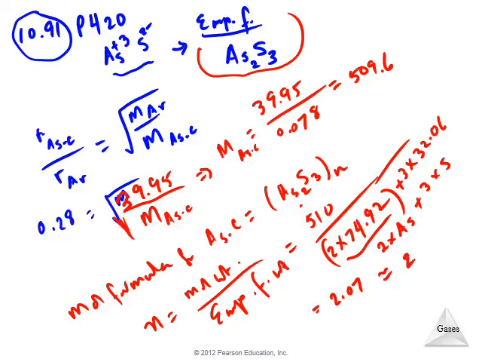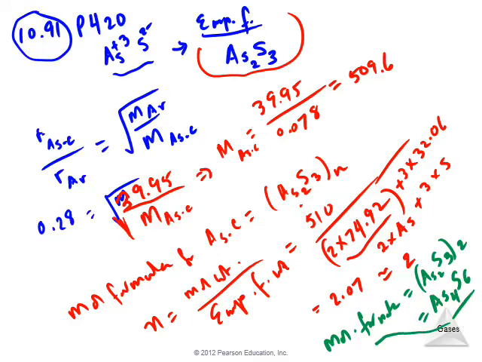What that means is the molecular formula is 2 times the empirical formula. So let me write that down. The molecular formula of this compound is As2S3 times N, equals 2. That's the multiplicative factor. So we get As4S6. So that's our final answer. Make sure you understand that.